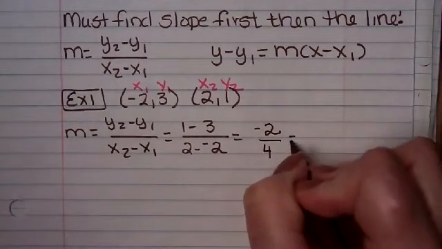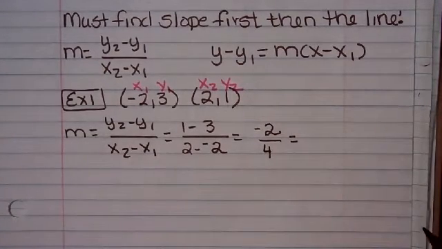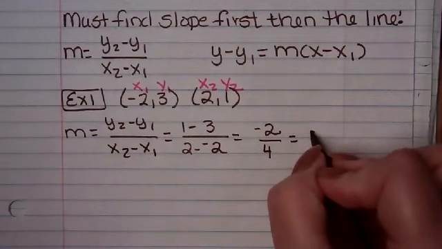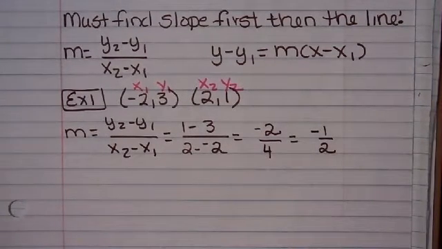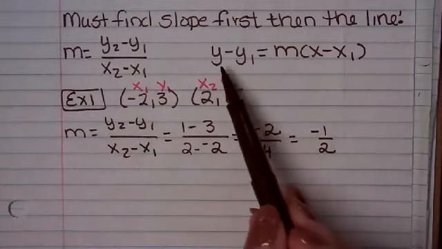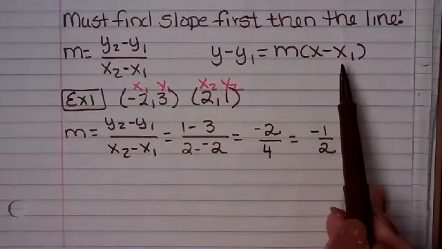Now, y'all, this is a fraction, so you need to simplify it. Anything's a fraction, no matter what context you're using it in math, you simplify. So we know that -2 over 4 simplifies to -1/2. Okay, now we know our slope. Now we can use our formula.